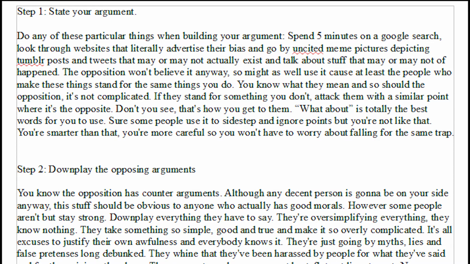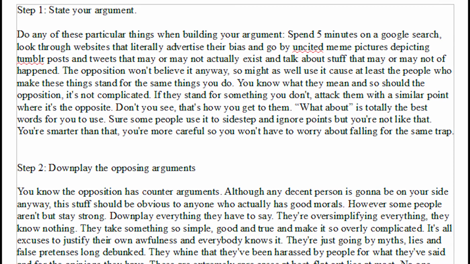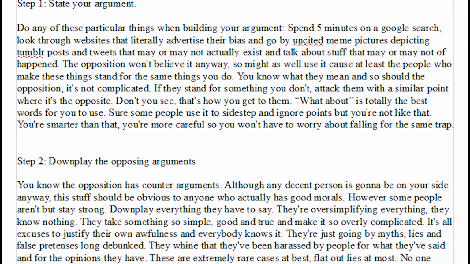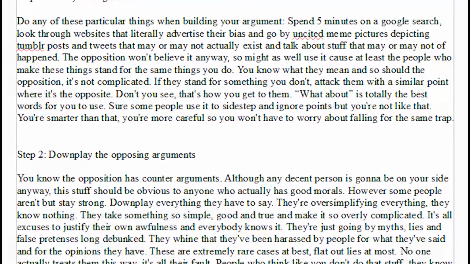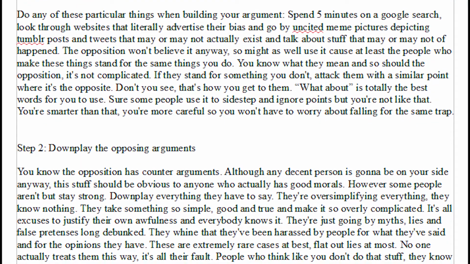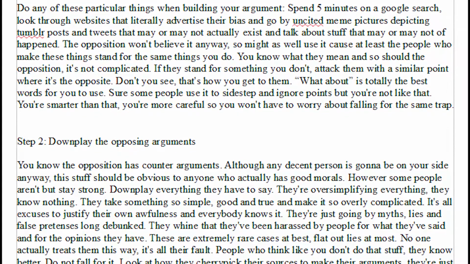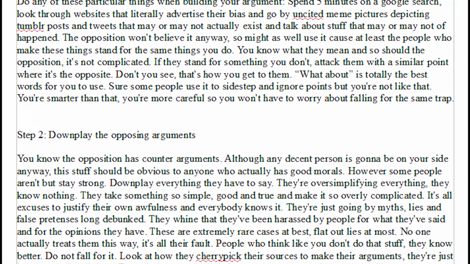They're oversimplifying everything. They know nothing. They take something so simple, good and true and make it so overly complicated. It's all excuses to justify their own awfulness and everybody knows it. They're just going by myths, lies and false pretenses long debunked.